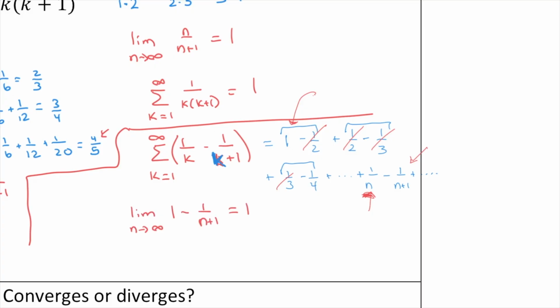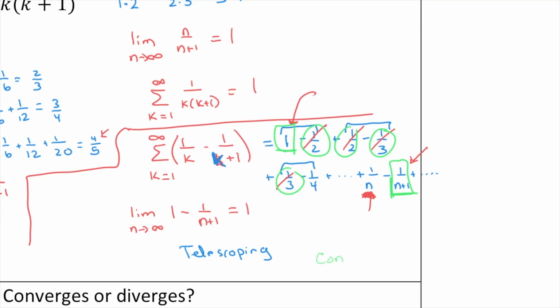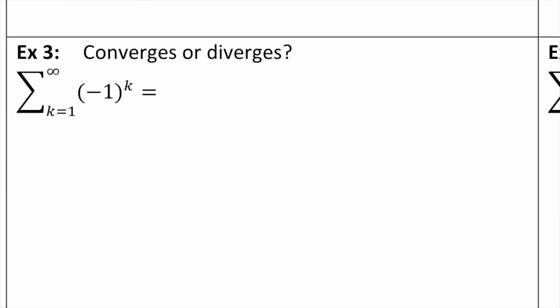So this is a different way to do the problem, and it's called a telescoping series. If it's telescoping, that means that some of your middle terms will cancel out because of the subtraction sign, and you need to figure out which terms remain as you go towards infinity. By the way, just to be clear, this series does converge, and it converges to the number 1. Let's check out example 3.